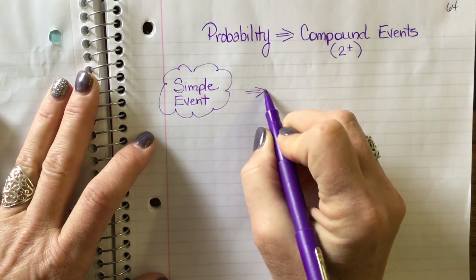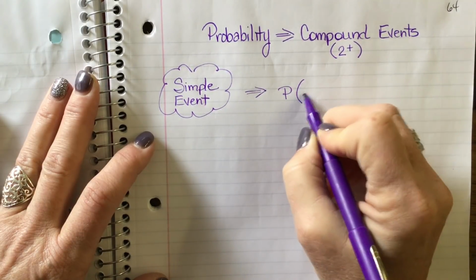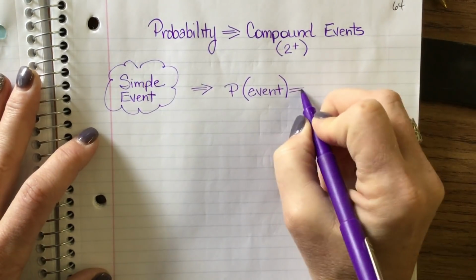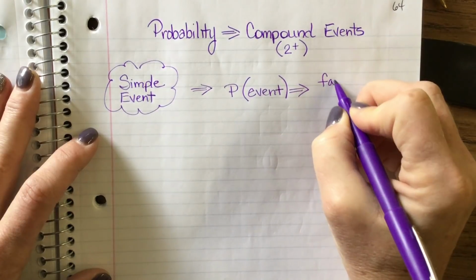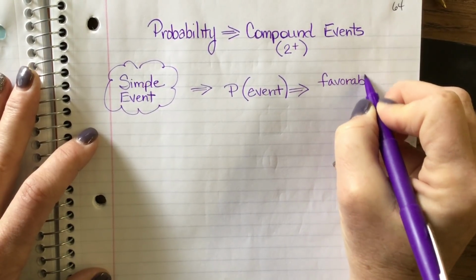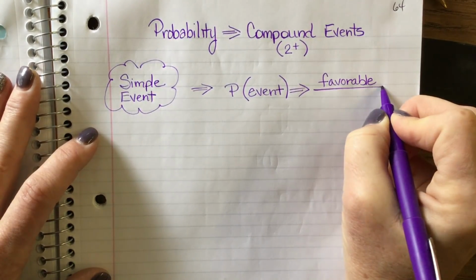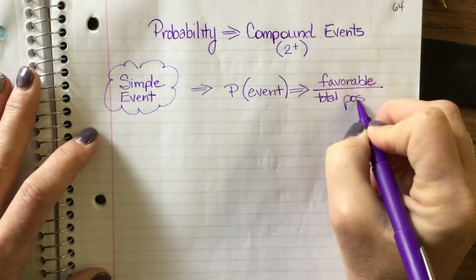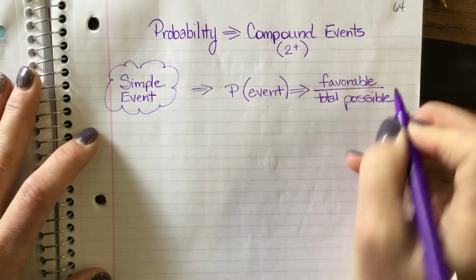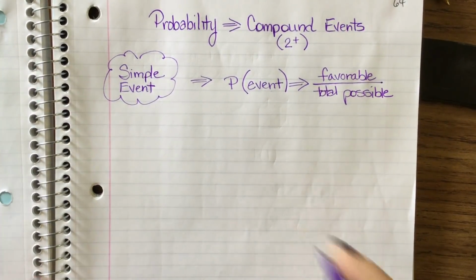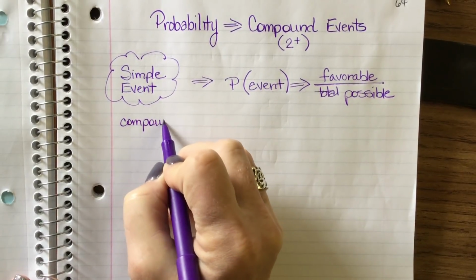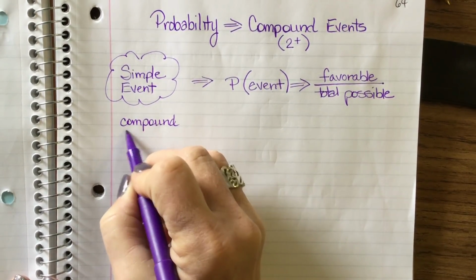So a simple event is the probability of an event happening one time. That's it. And we simply, as we talked about yesterday, take the favorable divided by your total possible. Okay? Now, today we're going to talk about a compound event. And we will practice this when you come to me tomorrow.